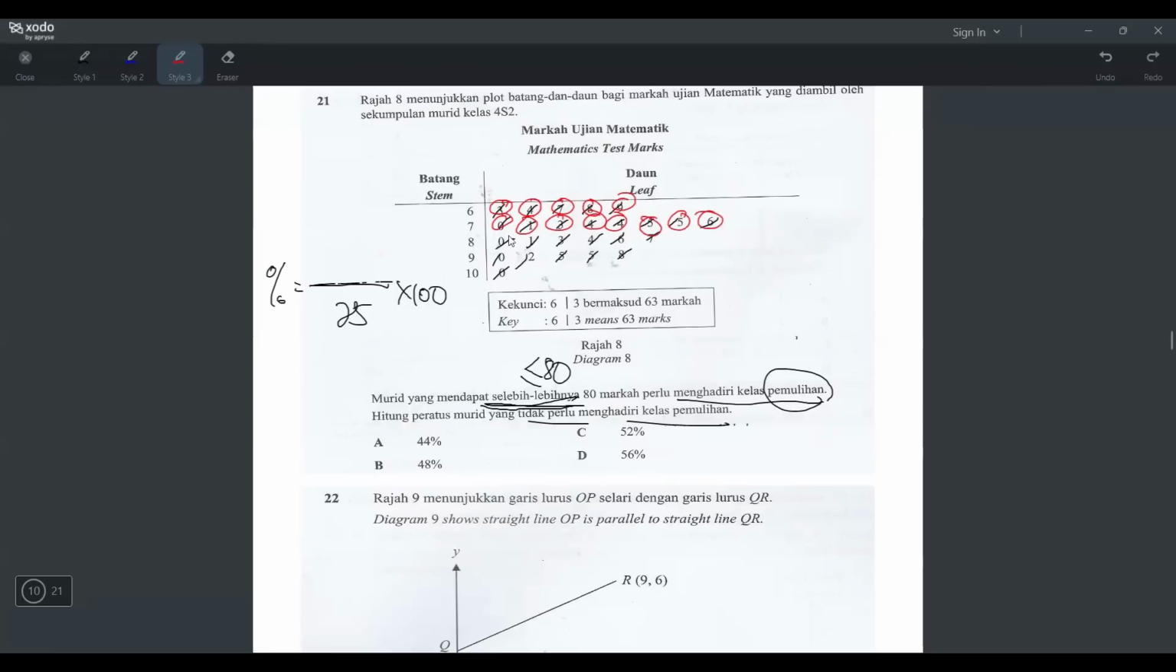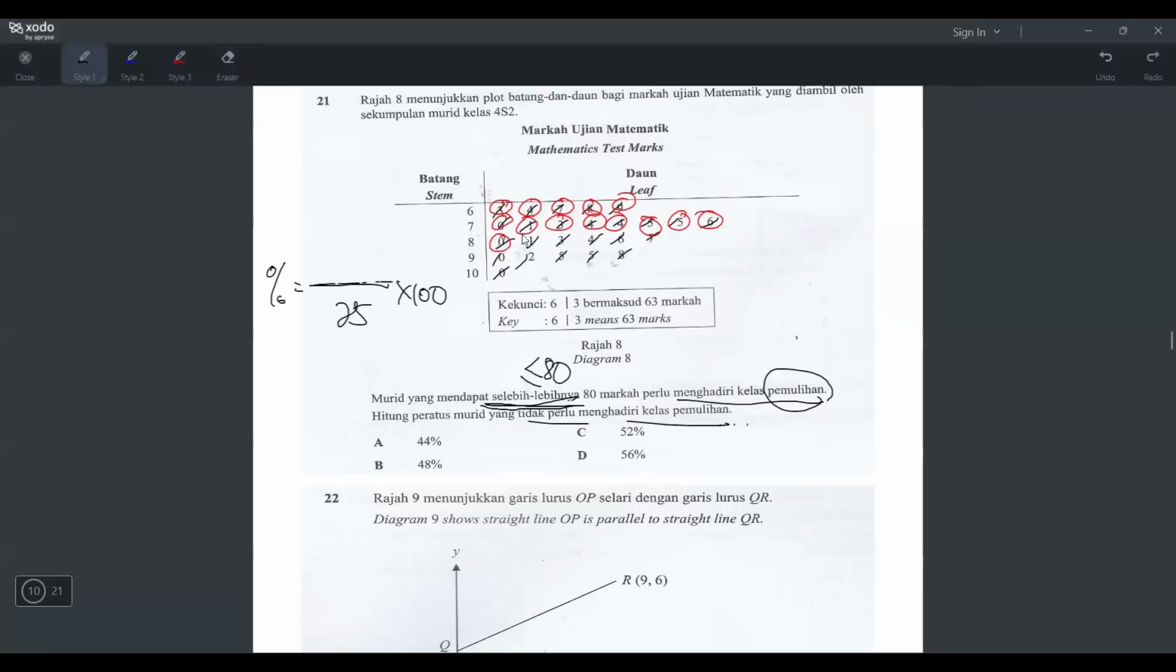Okay. Ini saya nak tanya. 80. This one. Ini dia ada pergi kelas pemulihan tak? Ini 80. Dia kena pergi atau tak payah pergi? The answer is kena pergi. You know why? Because they said here, kalau you dapat kurang atau sama dengan 80, you kena pergi. So, kurang daripada 80 kena pergi, sama dengan 80 pun kena pergi. That's why it's kurang sama dengan. So, this one kena pergi. But 81 tak payah pergi.